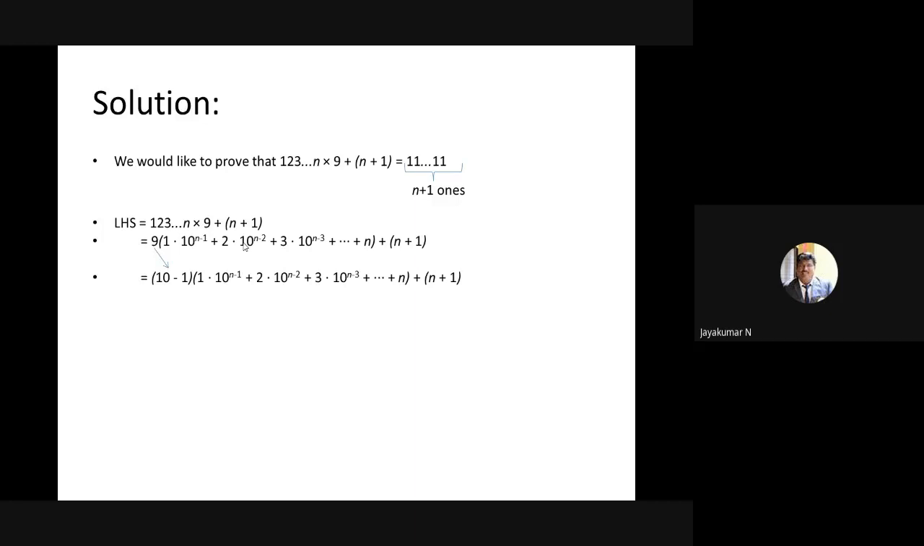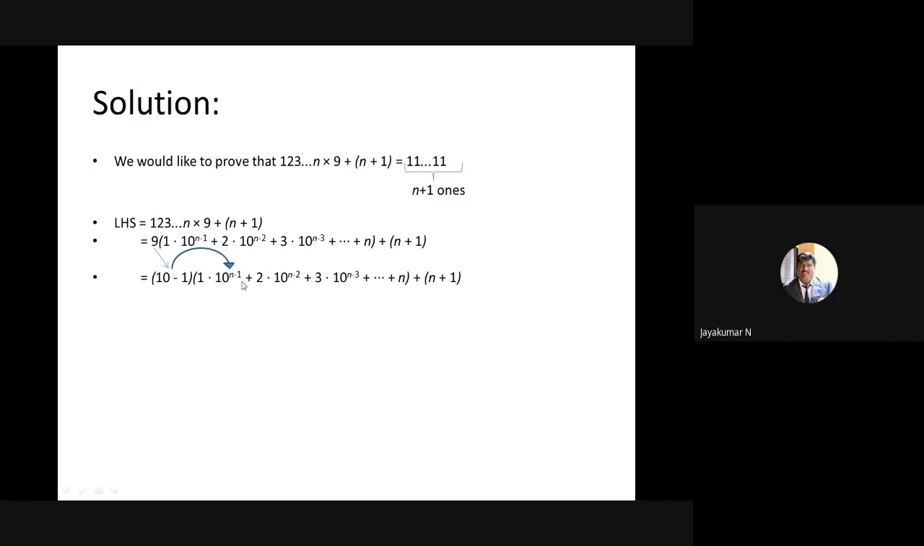I can rewrite 9 as 10 minus 1. The next step, I have to multiply. See, there are two products. One product is 10 minus 1, another product is a big expression. I have to multiply this.